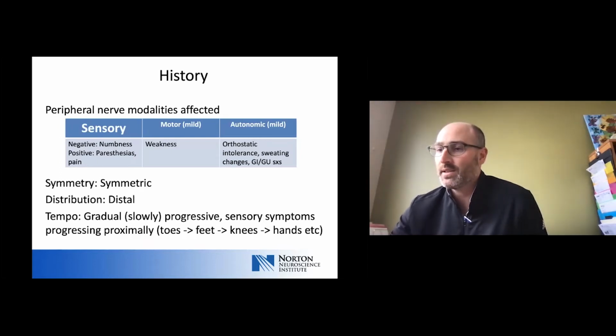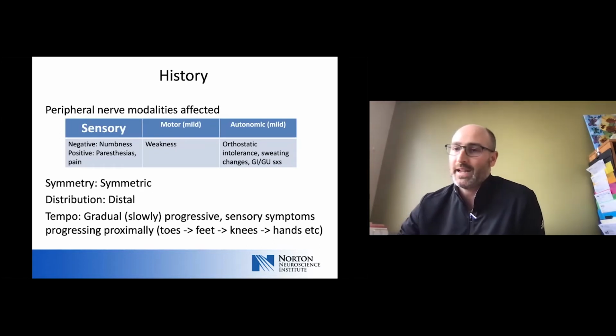So these length-dependent processes will affect the longer nerves first, followed by shorter segments. The pattern that we would tend to see is initial involvement in the toes, then the feet, then it rises up to the knees, and at that point, a lot of times you would tend to see the hands become involved.